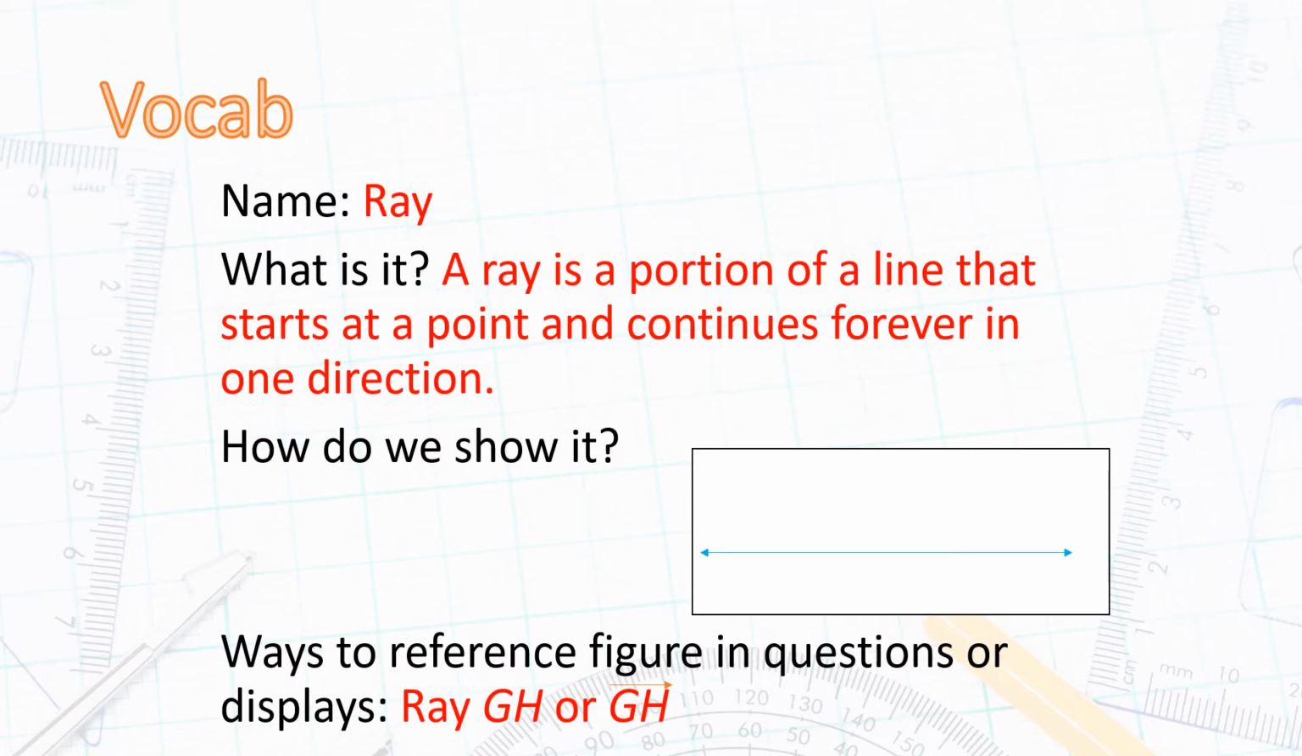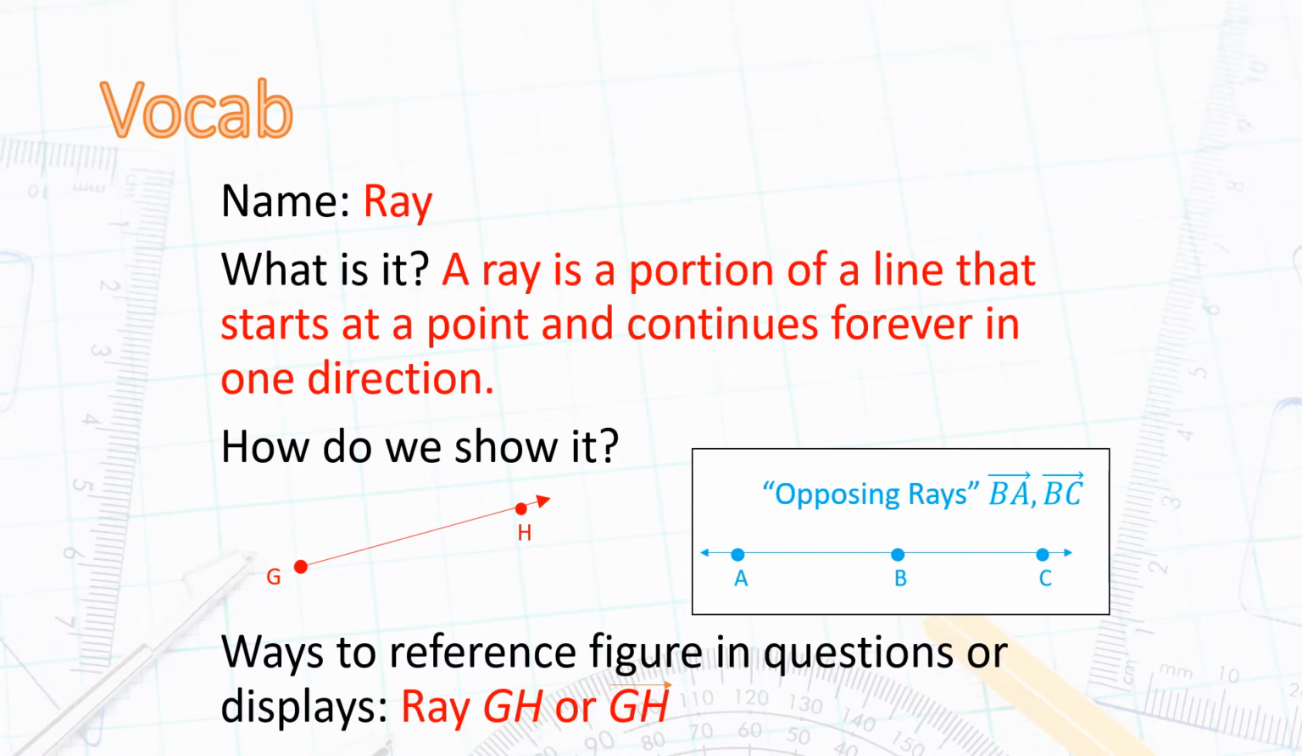A ray starts at one point and goes on forever in one direction. Think of rays of sunshine or a laser ray. So it starts at one point, goes forever in one direction. You'll see it represented using two letters, the start point and a point that it goes through.